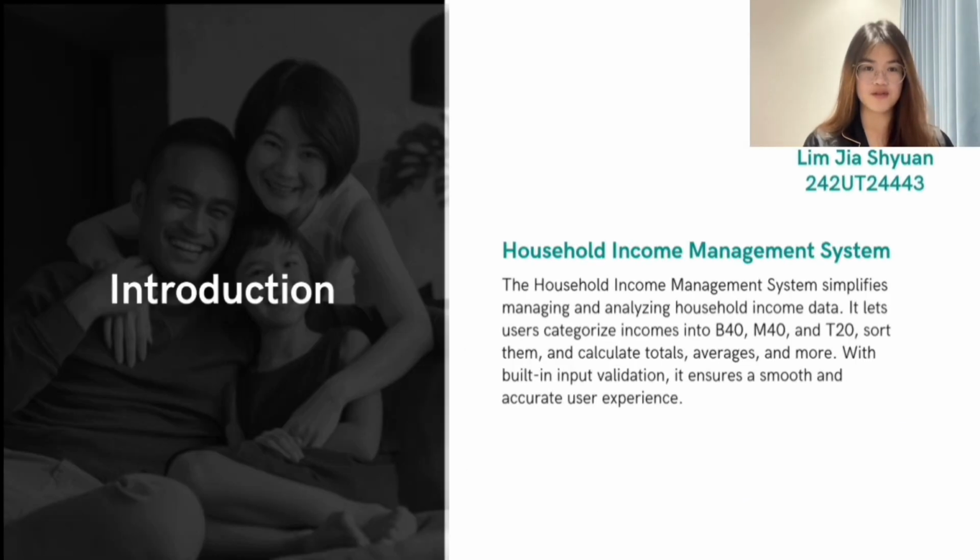Hi everyone, now I'll be introducing the Household Income Management System. These interactive tools make it easy to manage and analyze household income data. It allows users to categorize incomes into B40, M40, and T20 groups, sort them in ascending and descending order, and also calculate key details like totals, average, maximum, and minimum incomes. With input validation, it ensures accuracy and provides a user-friendly experience.